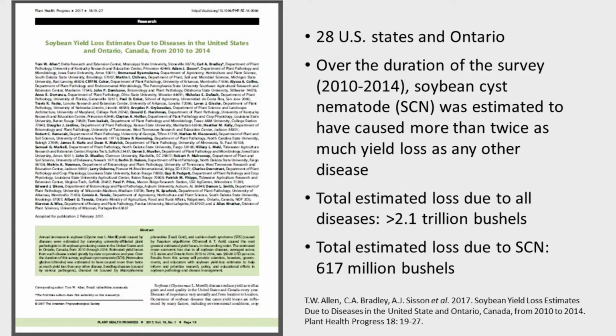Over the duration of the survey, which was a 5-year period starting in 2010 and through 2014, soybean cyst nematode was estimated to have caused more than twice as much yield loss as any other disease. And when you look at the overall totals, the total estimated yield loss over that 5-year period due to all diseases was over 2.1 trillion bushels. But soybean cyst nematode accounted for about 617 million bushels of that loss, which is over a quarter of the total loss due to all diseases.